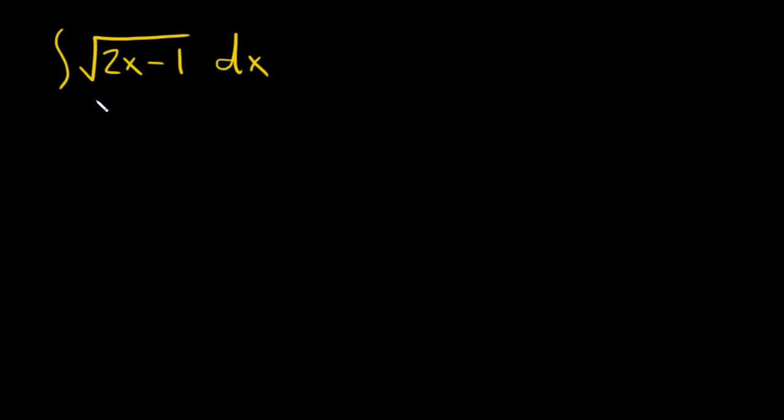Okay, what do I do here? Well, I've only got one thing. I've got this, that's it. There's nothing else here. So what do I make my u? The du's not here. Well, let's just go with that. u equals 2x minus 1. What is du then? du is equal to 2 dx.